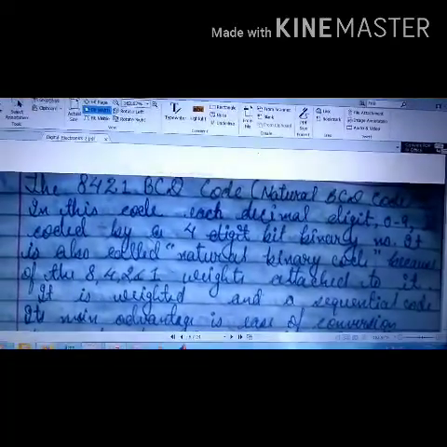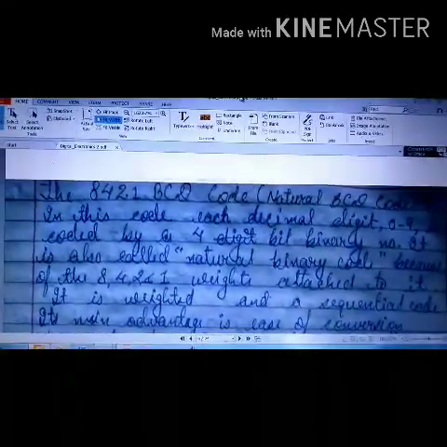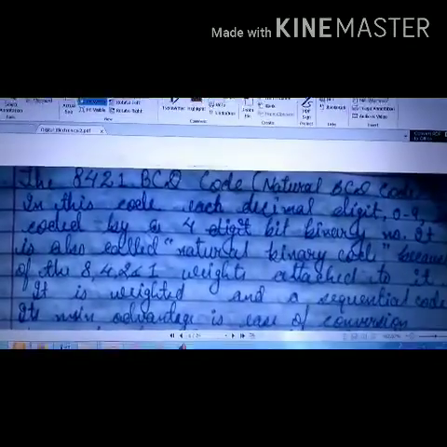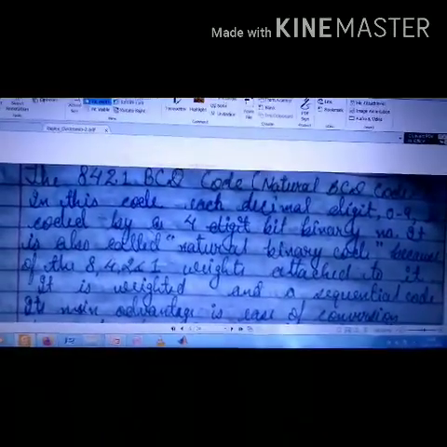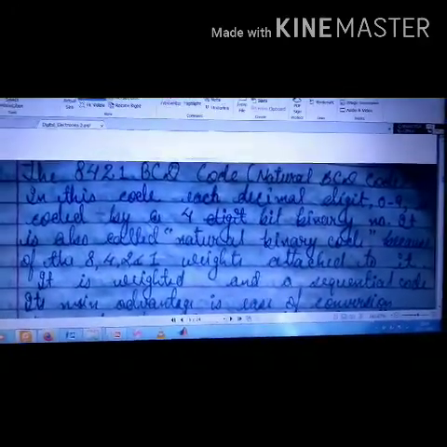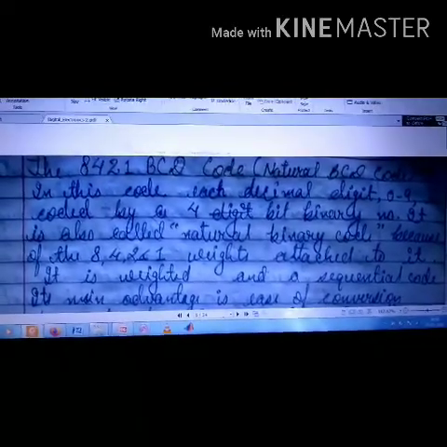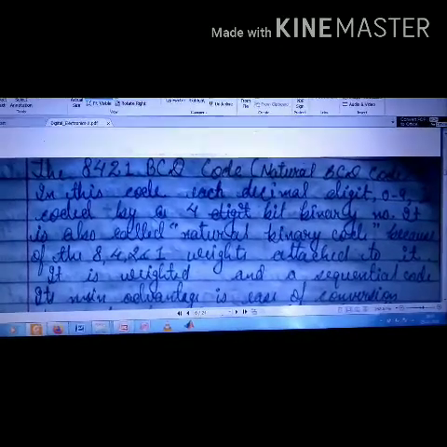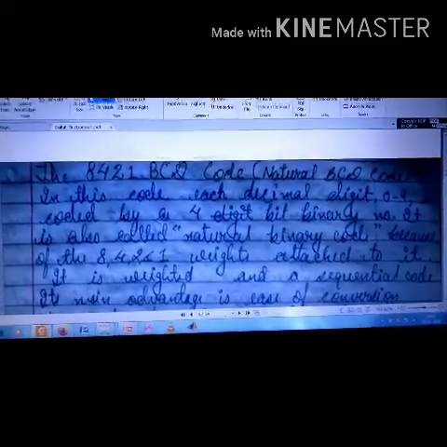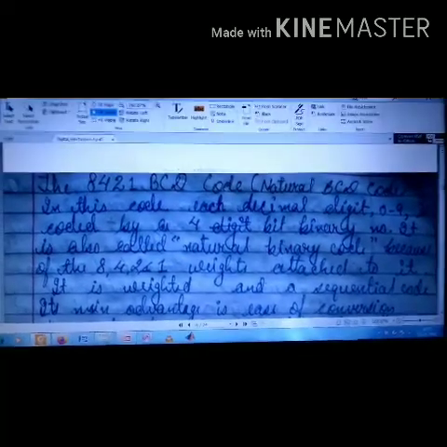8421 BCD code is one of the most important codes, and it is being utilized in most of the places. It is very similar to 4-bit binary code. So let us see what this code consists of and what is the arithmetic related to this code. So 8421, also known as binary coded decimal, that is BCD, or natural binary coded decimal. In this code, each decimal digit 0 to 9 is coded by a 4-bit binary number.